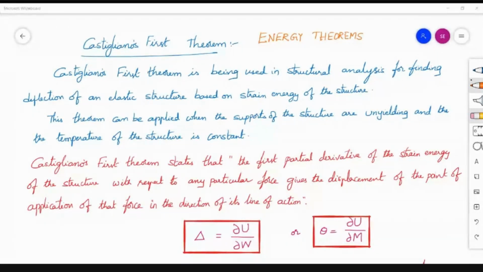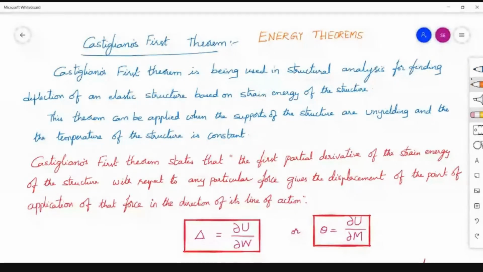So this Castigliano's first theorem is applicable for determinate structures. Another theorem is also available, that is Castigliano's second theorem, which is useful for redundant structures which are indeterminate. This Castigliano's first theorem is being used in structural analysis for finding deflection of an elastic structure based on the strain energy of the structure.